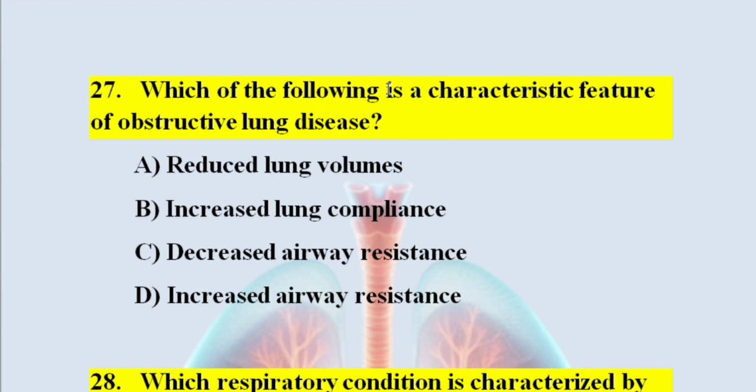Which of the following is a characteristic feature of obstructive lung disease? Alpha, reduced lung volumes. Beta, increased lung compliance. Charlie, decreased airway resistance. Delta, increased airway resistance. So here the right option is delta, increased airway resistance.